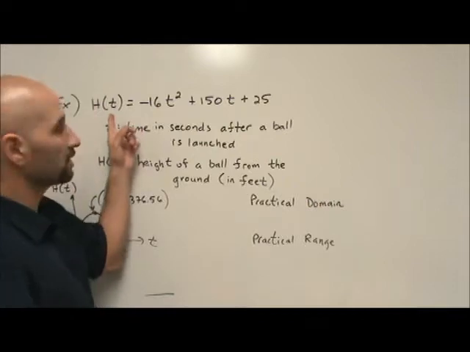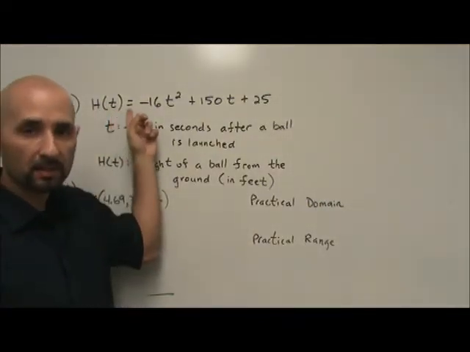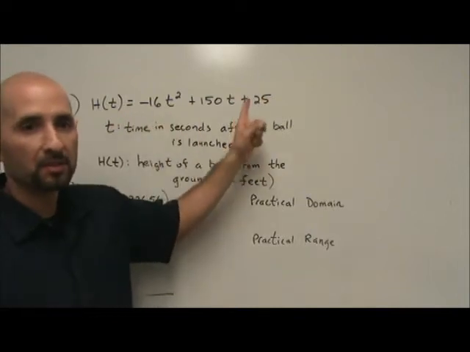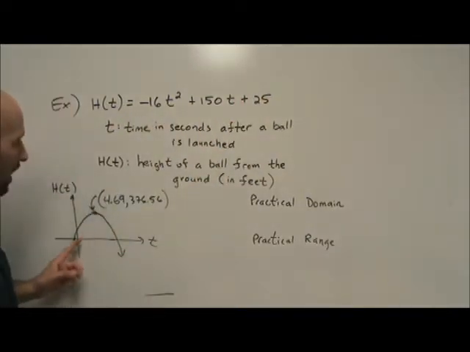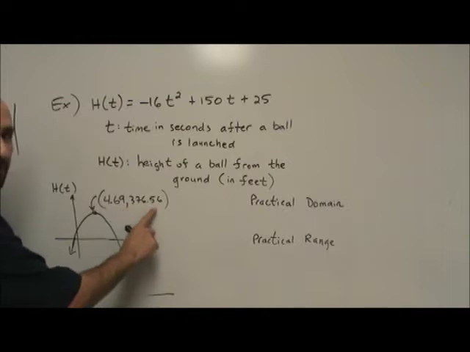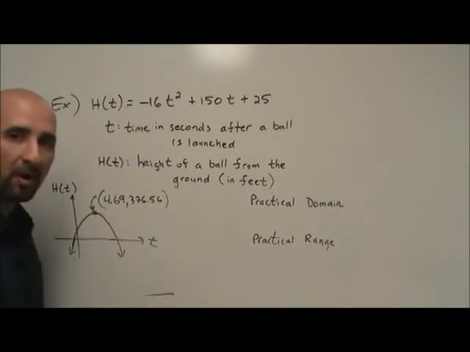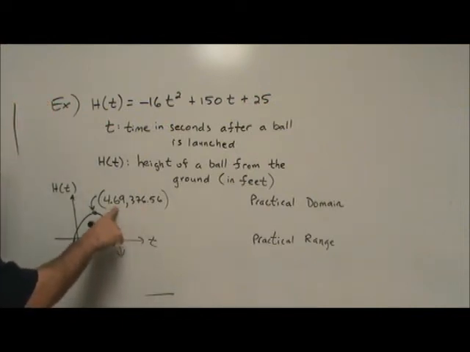Consider this function here we talked about last time, or last example, where a ball is launched from a house and the height can be modeled using this quadratic function. Here's the graph. We found prior that this is the vertex of the function representing the maximum height the ball reaches after that many seconds.